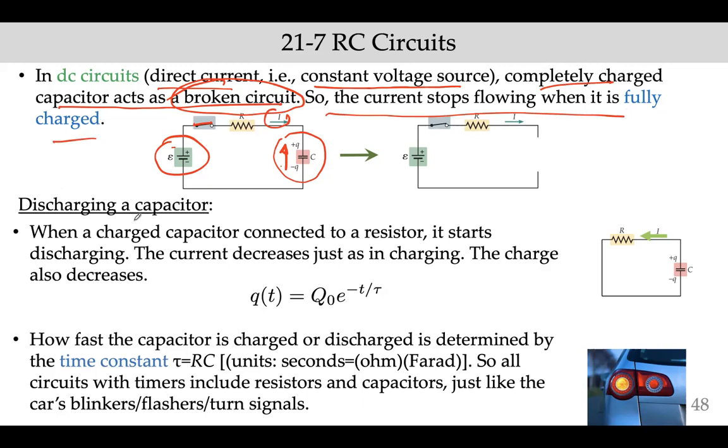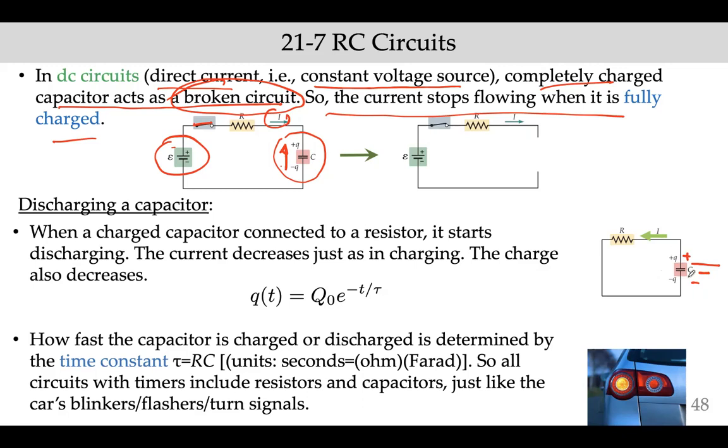So we talked about charging a capacitor. Let's talk about discharging it. How do you discharge a capacitor? Well, you basically connect it to a resistor. Now this capacitor will just act like a battery. It will create current in this direction because this part is positive and this part is negative.